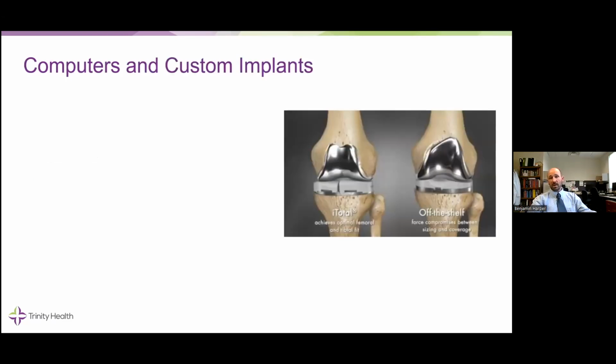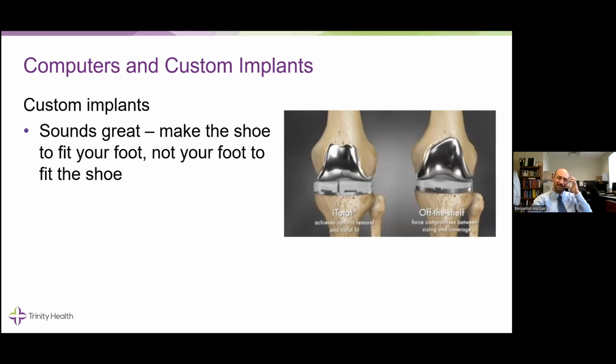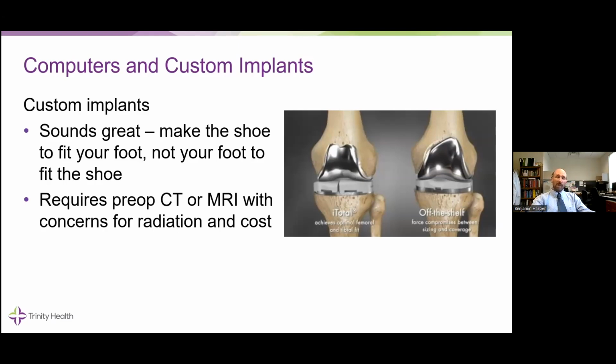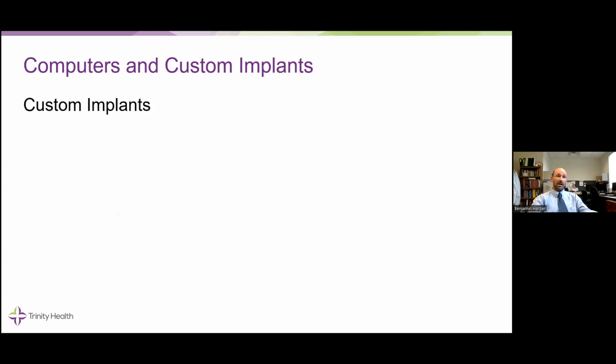Computers and custom implants. The idea of this I really like, and it just seems like it should make sense. It sounds great. You make the shoe to fit your foot and don't try and fit your foot into an ill-fitting shoe. I like that. But it does require pre-op imaging, advanced imaging with either a CT or MRI, which adds some cost. And with CTs, there's additional radiation to each patient getting that.